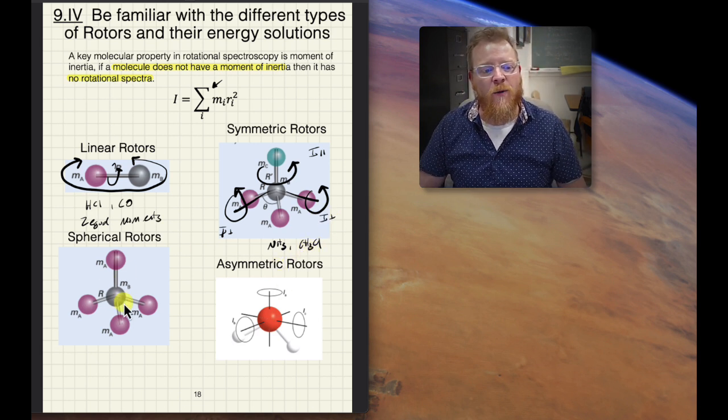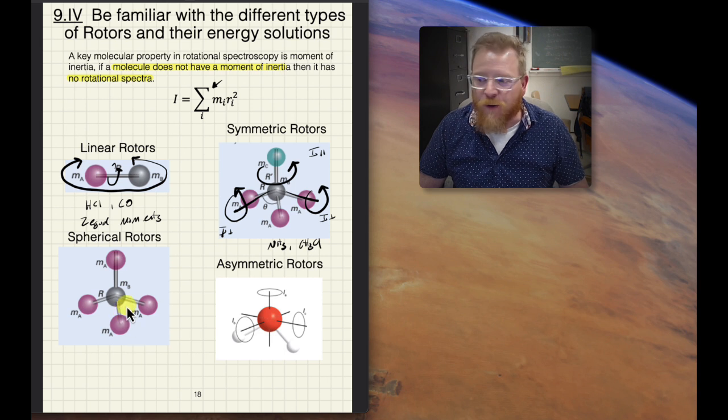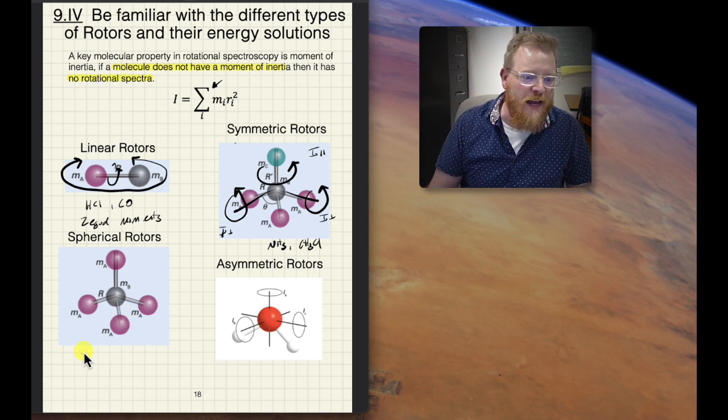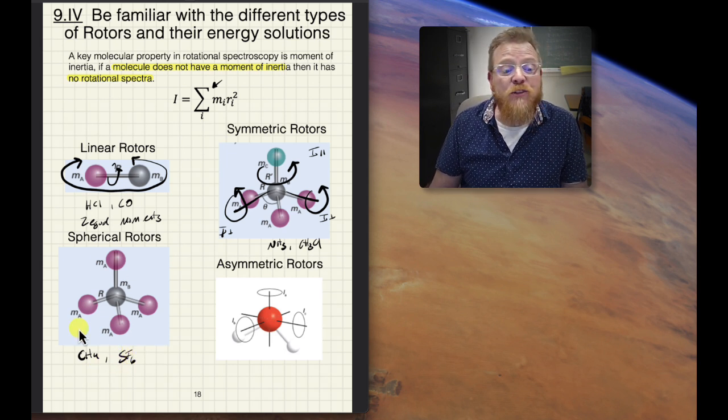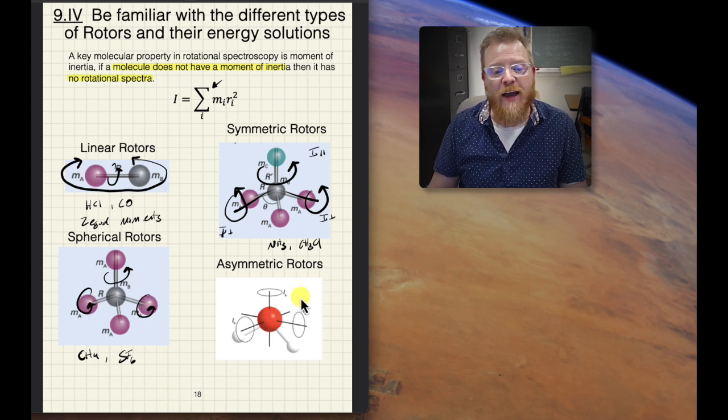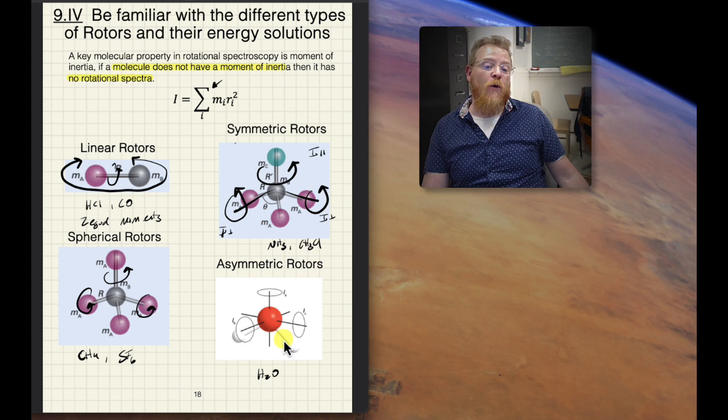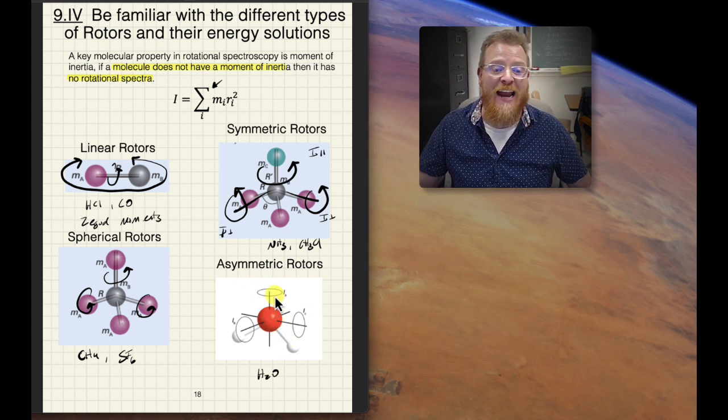Now we'll talk about spherical rotors. A good example, as you might guess, might be methane or even sulfur hexafluoride. These will have three identical moments of inertia, so they will have moments in the X, Y, and Z. And then finally, asymmetric rotors, a good example being the water molecule. This will have three different moments of inertia in the three different axes.